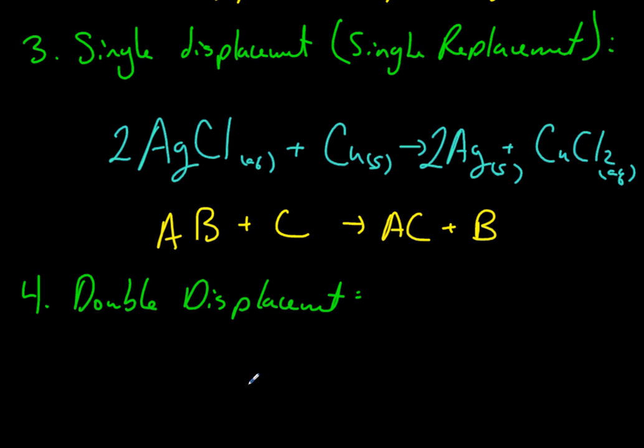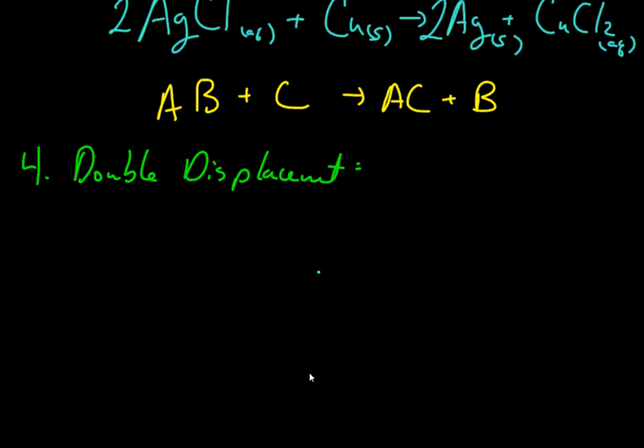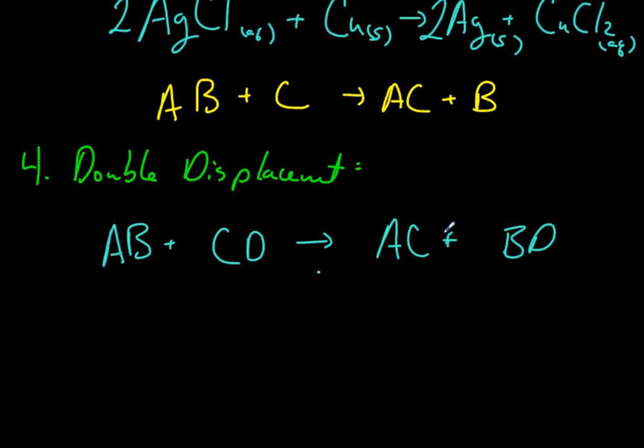Okay, so double displacement, as we heard from the audience, is when 2 compounds switch partners. So let's say we have AB plus CD. You might get something where you now have AC plus BD. Okay?